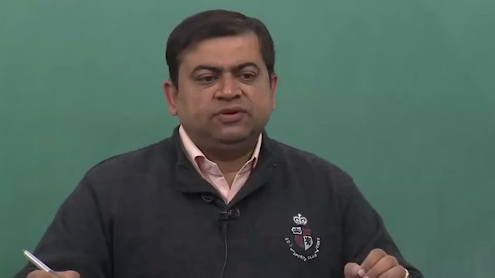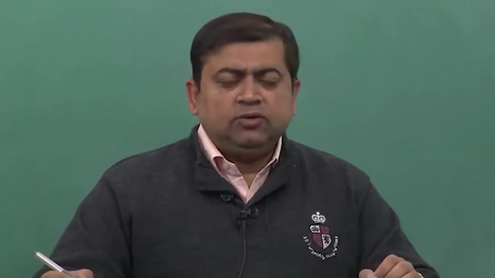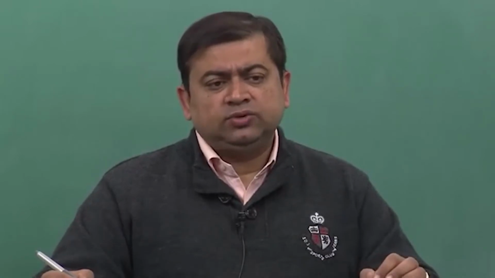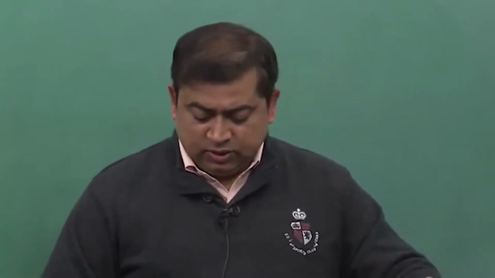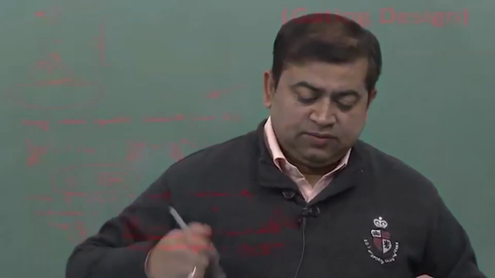In the last module we were discussing the simple vertical gating system, and we tried to develop an equation where you could estimate the time of filling of a mold of volume V by estimating the gate velocity and having an idea of the area of the gate cross section. So, let me just delve into that a little bit for recall sake.